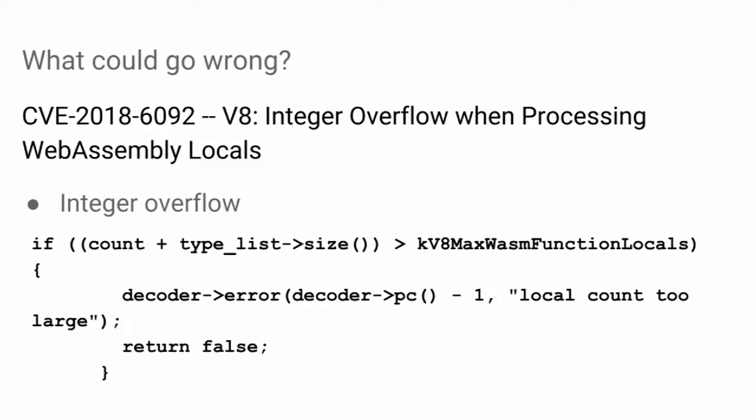Here's another issue that turned up just in the parsing of this format. This was in V8, and this is an integer overflow issue, and it only works on a 32-bit platform. One of the things in this format is the number of locals that each function has. If you had a very large number of locals in V8, it would overflow the integer of the allocation, and then you would have a very small piece of memory with a very large array copied into it.